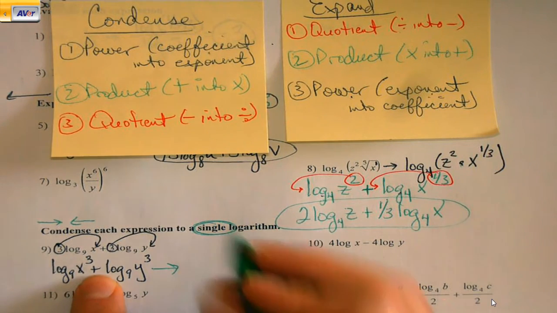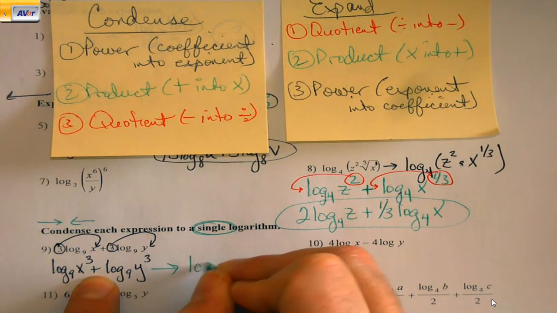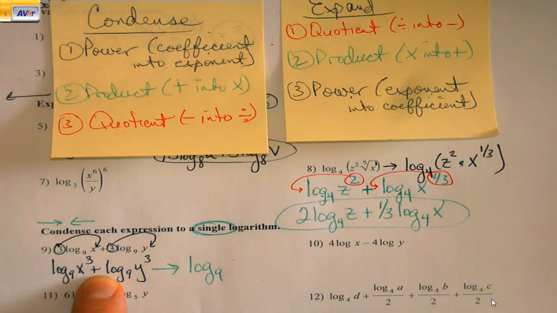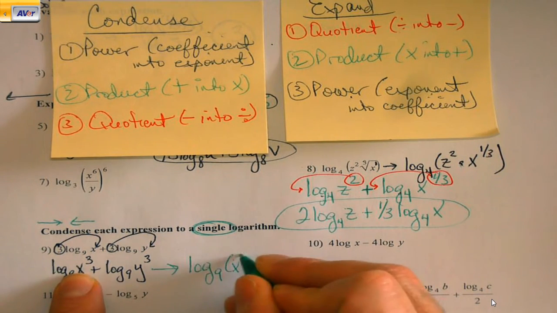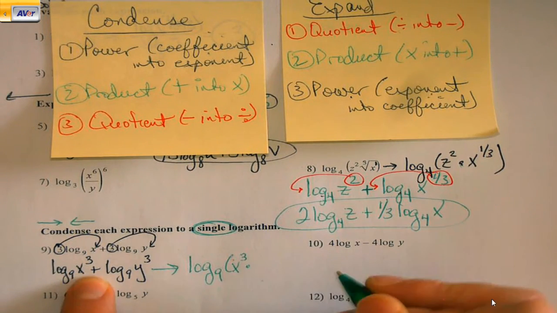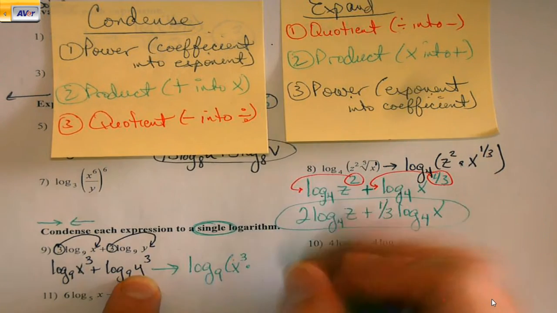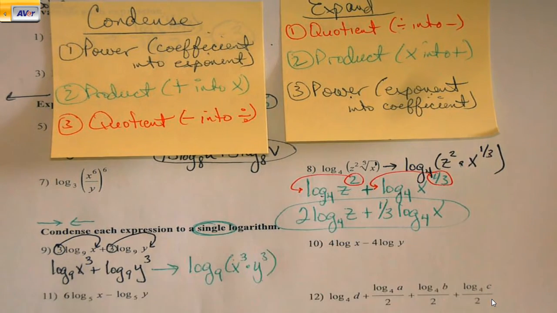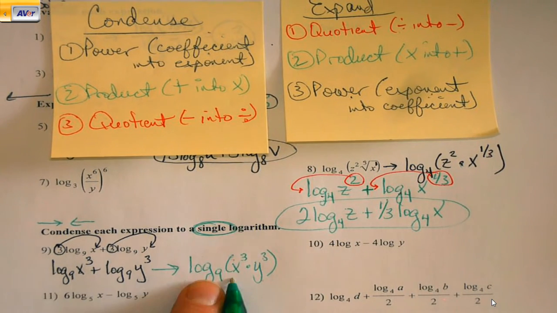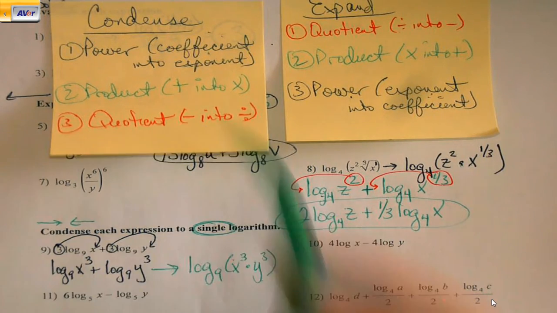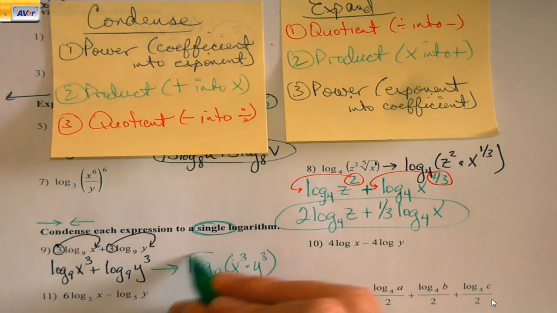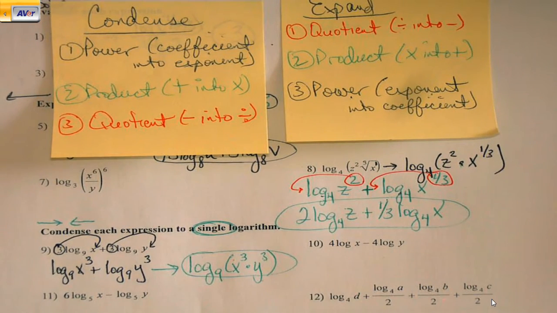So now I look and I go, okay, so log base 9, I'm going to have x to the 3rd times, because again, plus became times, y to the 3rd. I went from 2 logs to 1. I smashed it into 1. There is no subtraction, so I don't do the quotient rule. But I know I've made it when I'm down to a single log, and I am.